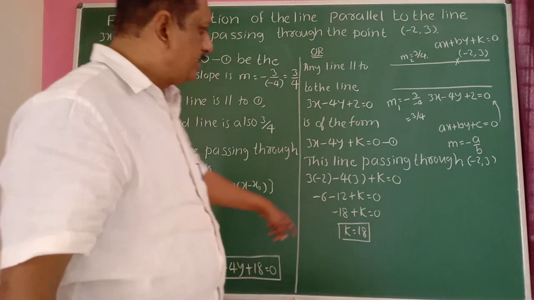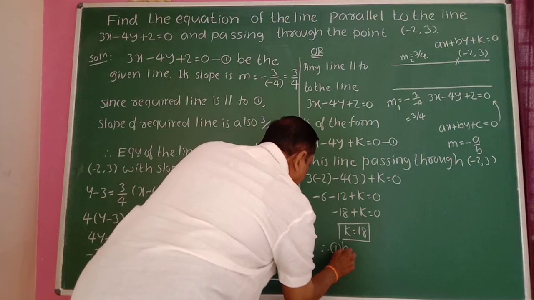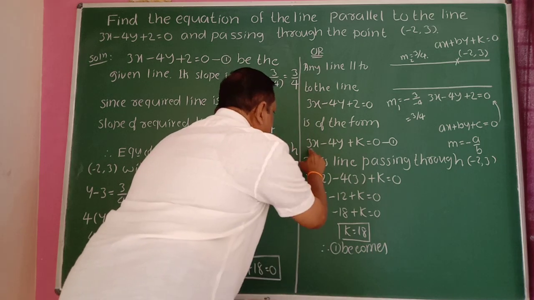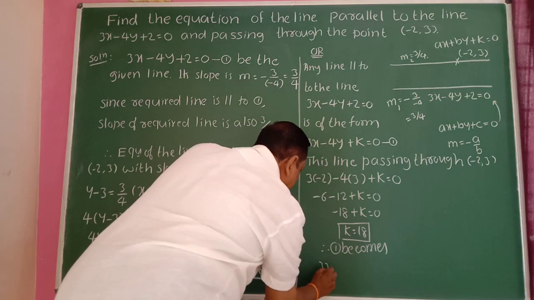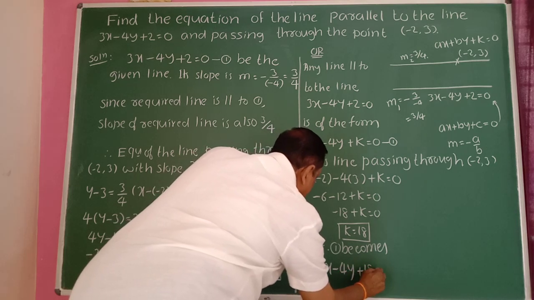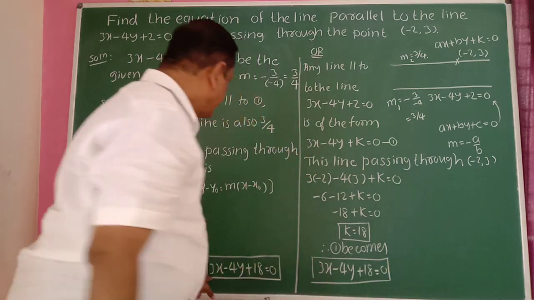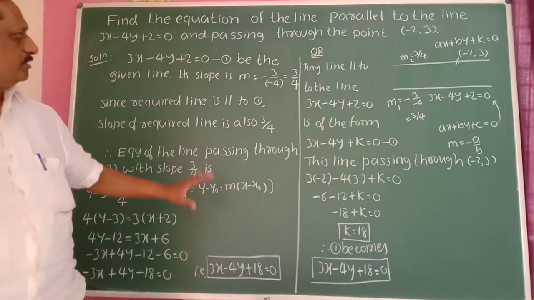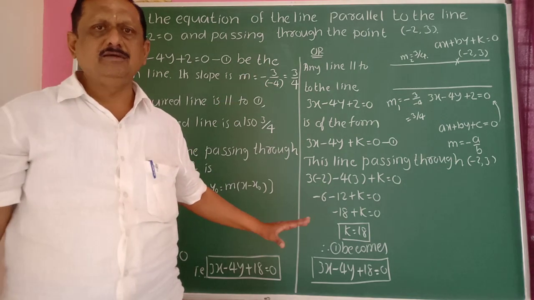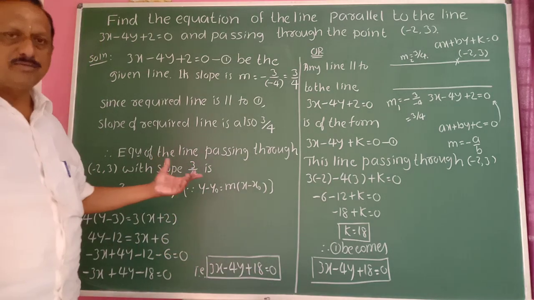Use this k value 18 in equation 1. So equation 1 becomes 3x minus 4y plus 18 is equal to 0. So you will get the same result here. You may use this method or that method, whichever is easy for you. You can use that one. No problem.